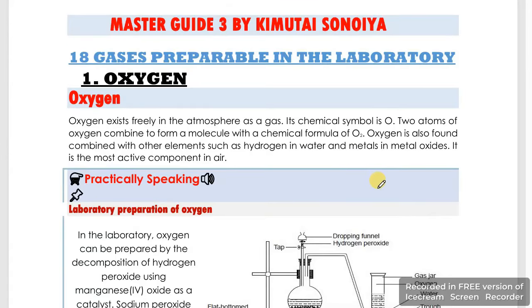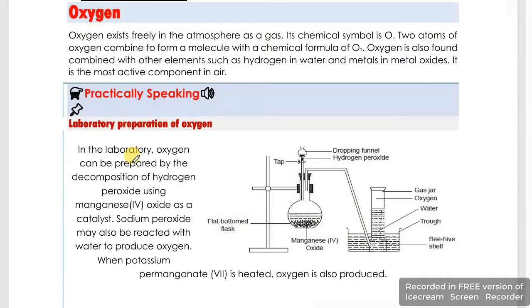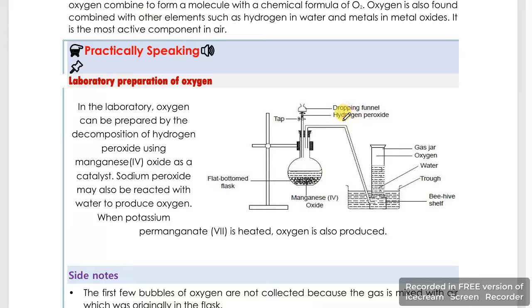Gas number 1, from Form 1, oxygen. Here I want you to know the reagents used, the method of gas collection, and the uses of that gas. Oxygen is prepared in the lab by a reaction between hydrogen peroxide and manganese dioxide. Actually, this is not a reaction. Manganese dioxide here is used as a catalyst.